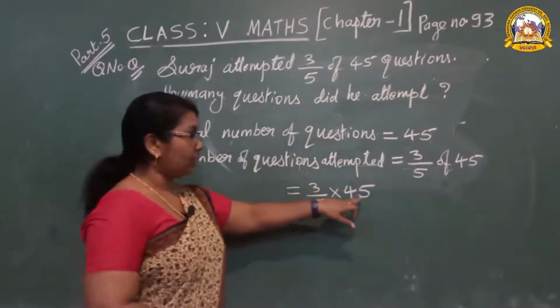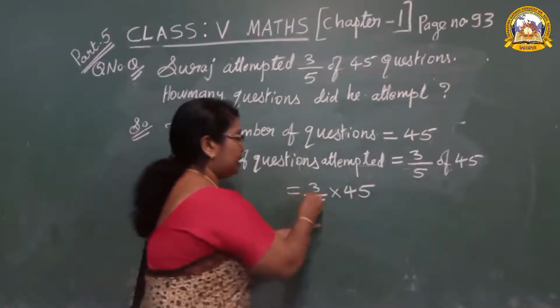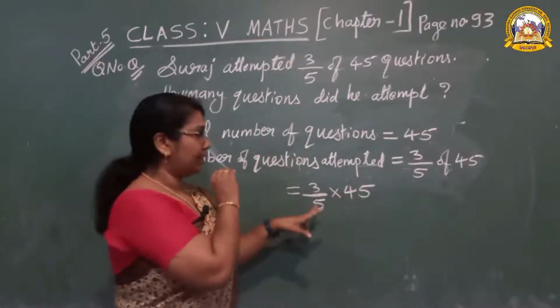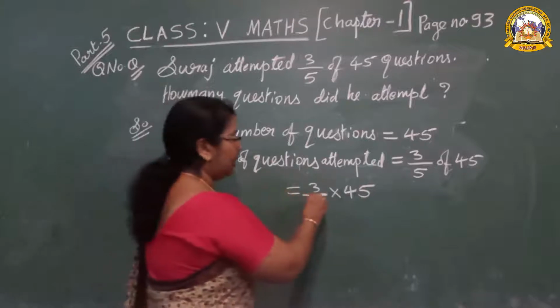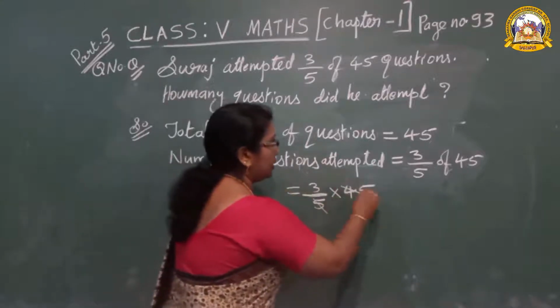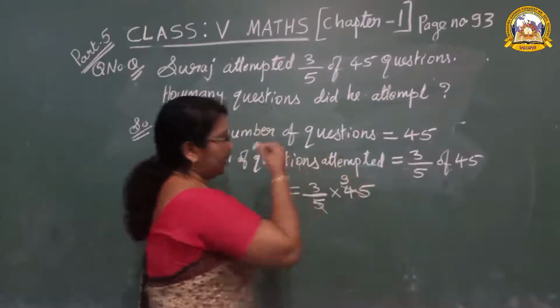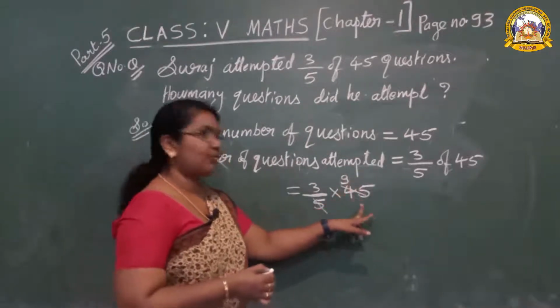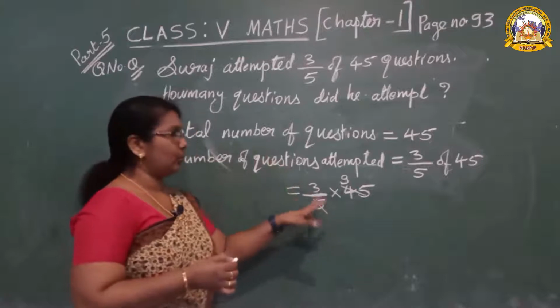Now 45, what's the meaning of this line? Division. 45 divided by 5. What is the number? 9. You should cancel here. You have to write here 9. Once more, have you got 9, students? 45 divided by 5, you will get 9.